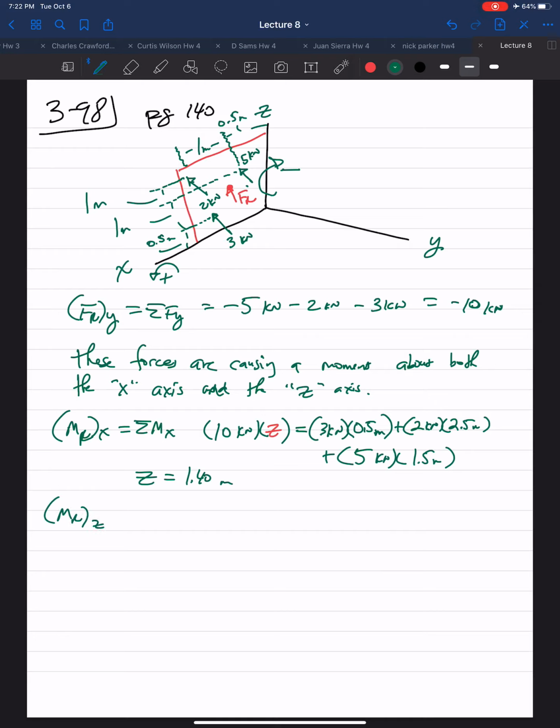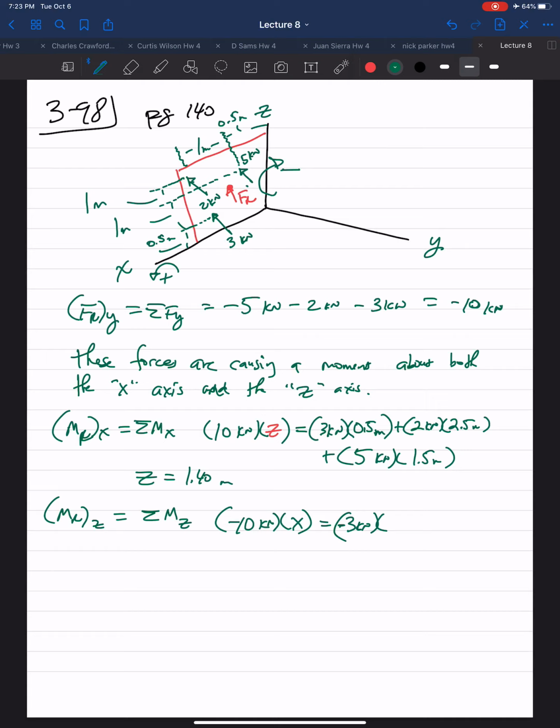Now, for the z-axis, we want to know the distance in the x direction that the resultant force is applied from the z-axis. Once again, we said the z-axis is going to be causing a negative direction rotation, so here everything is negative. So it's negative resultant force, 10 kilonewtons, times some distance x, which we are trying to solve. The 3 kilonewton force, negative. What's the perpendicular distance from that to the z-axis?